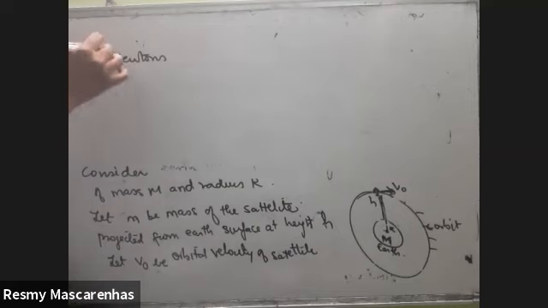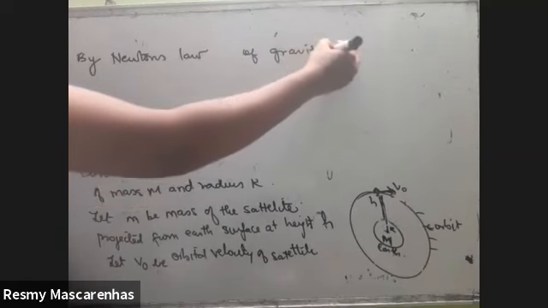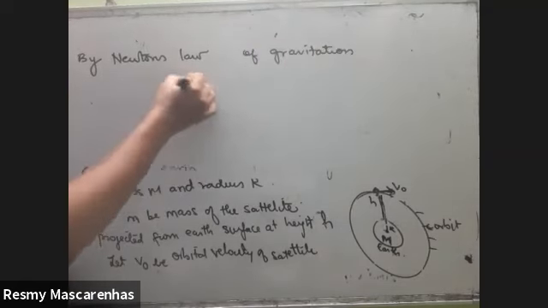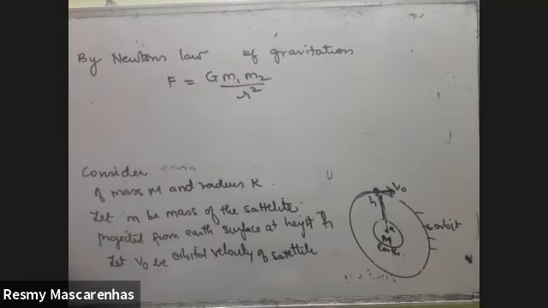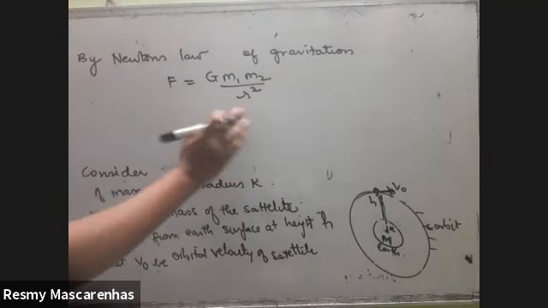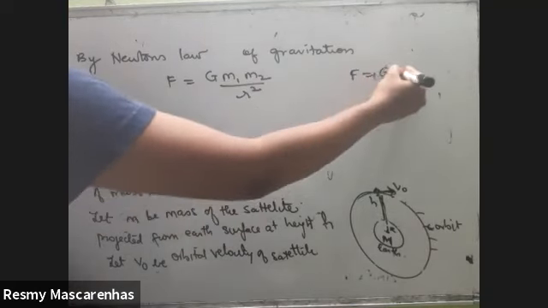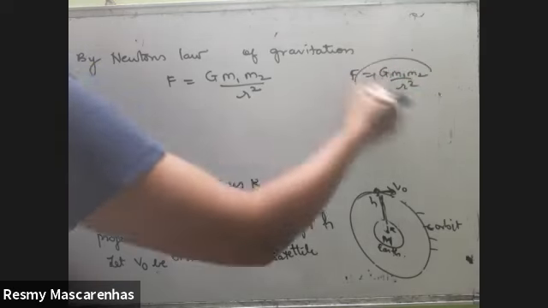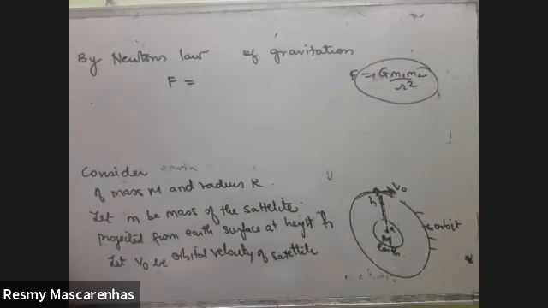So by Newton's law of gravitation, what is the formula? G m1 m2 upon r square. This formula we know. At the start of the chapter we have seen. Now only thing you have to change accordingly: m1, m2 upon r square is the formula. Now these different letters are used for the derivation, so accordingly we have to write.